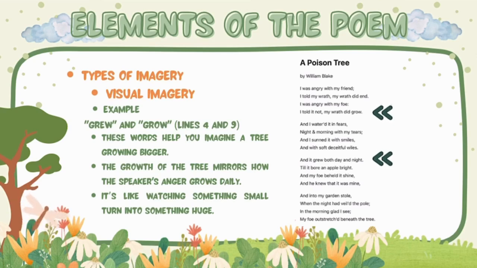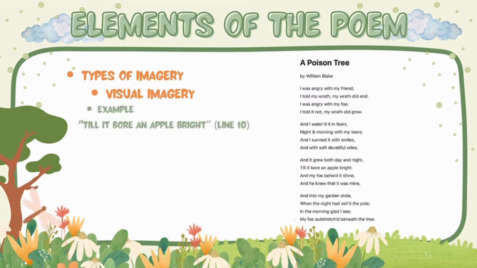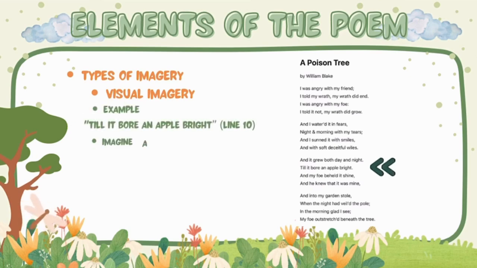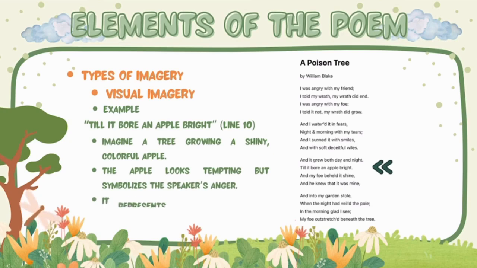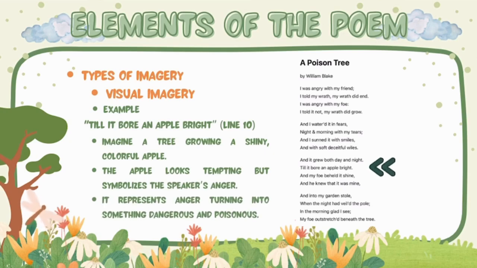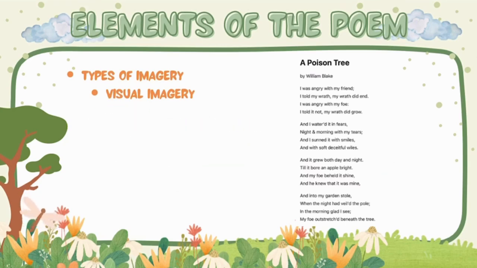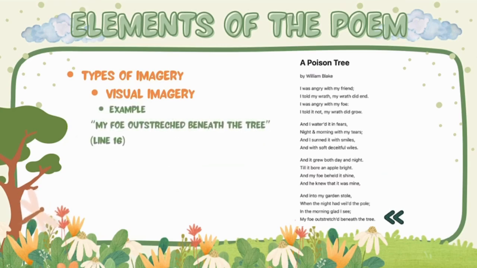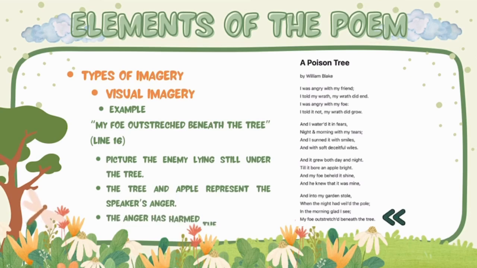Then, in line 10, we read, "Till it bore an apple bright." Here, we can imagine a tree growing a shiny, colorful apple. The apple looks tempting, but it symbolizes the speaker's anger turning into something dangerous, or something poisonous. Finally, in line 16, "My foe outstretched beneath the tree" paints a vivid picture of the speaker's enemy lying still under the tree. This shows how the anger represented by the tree and its apple has harmed the foe.